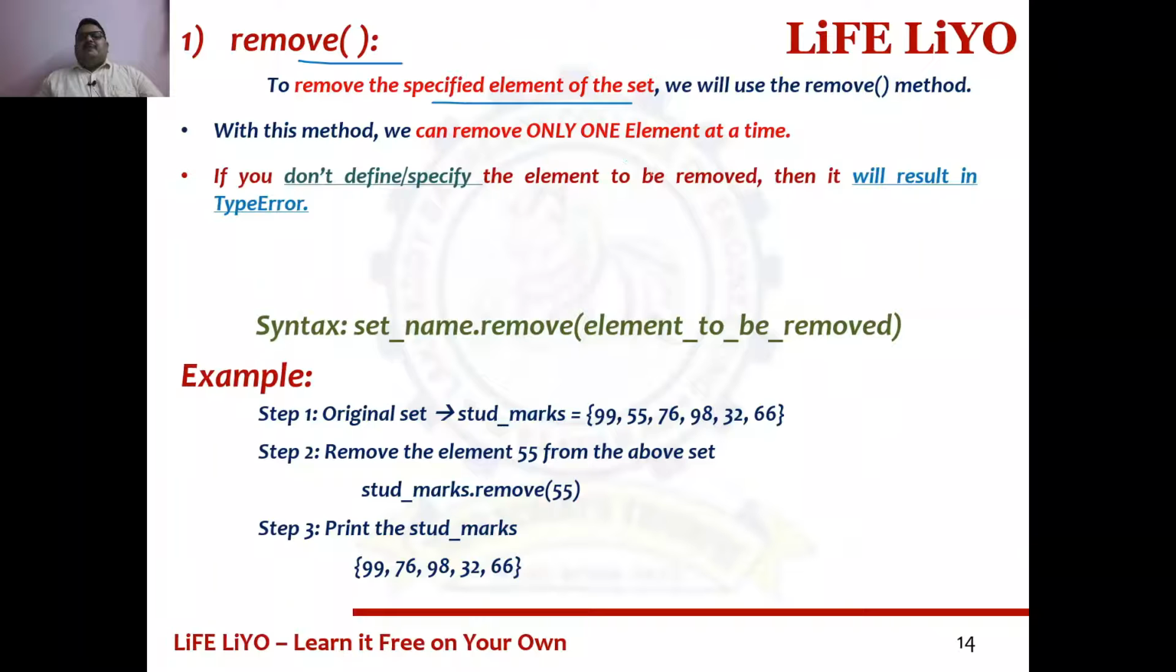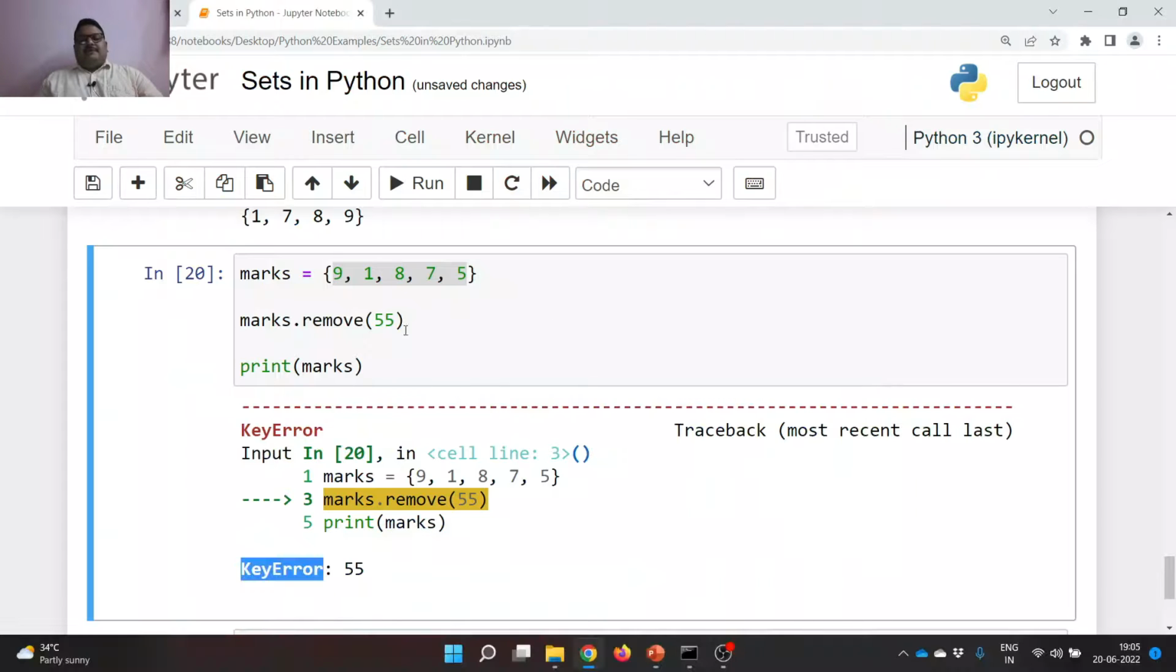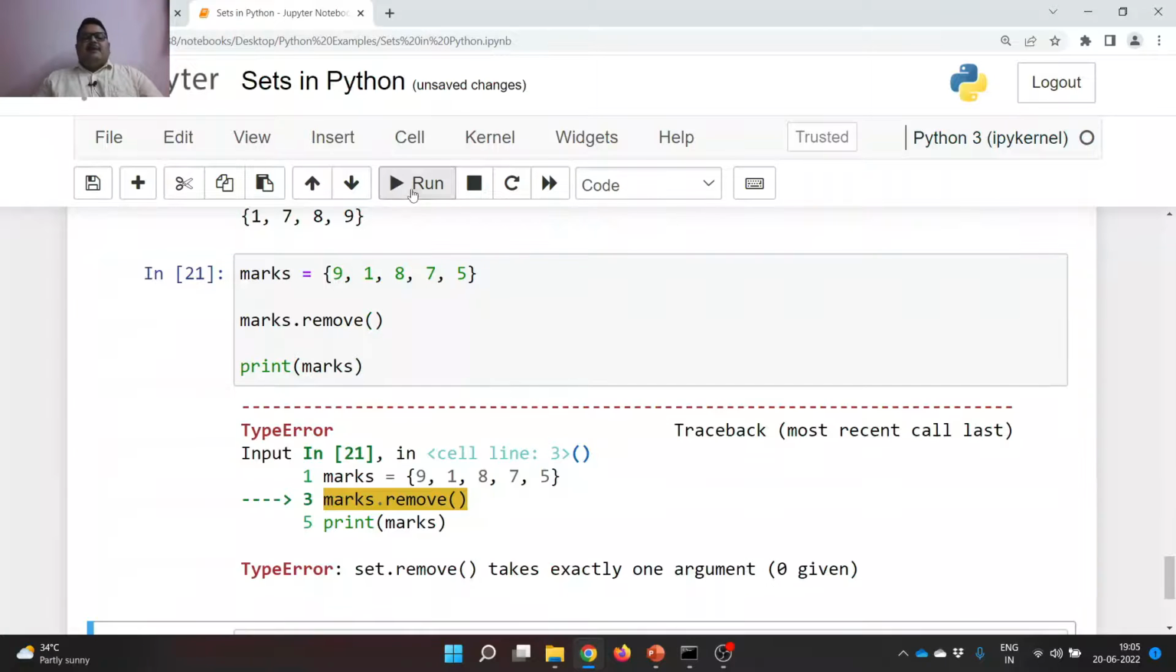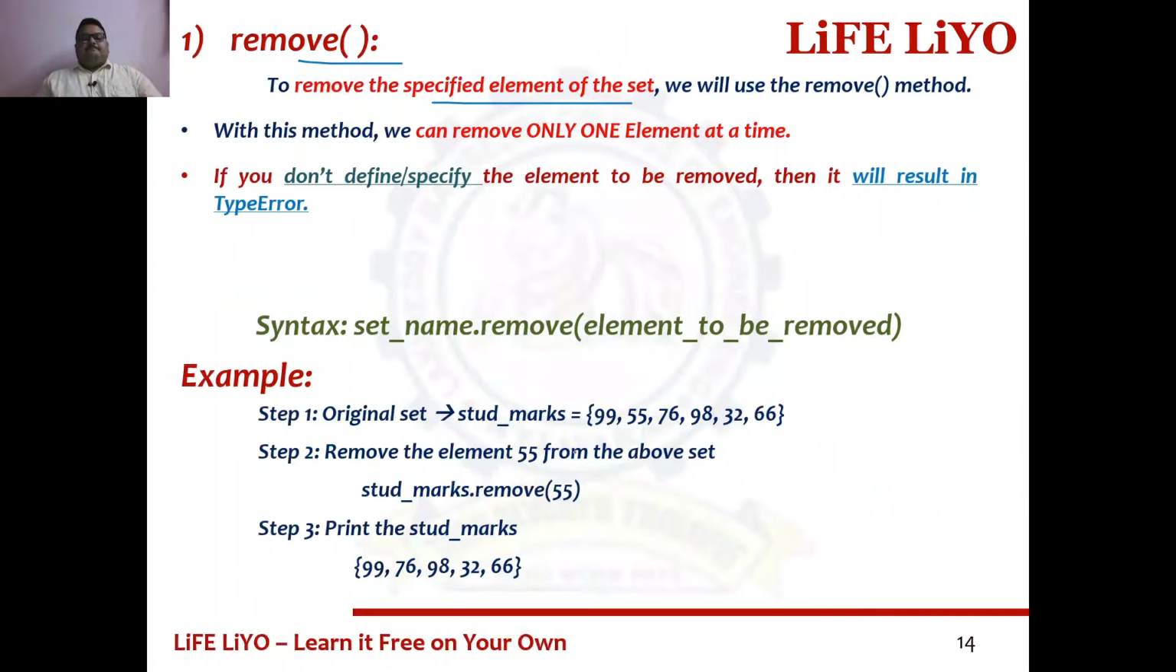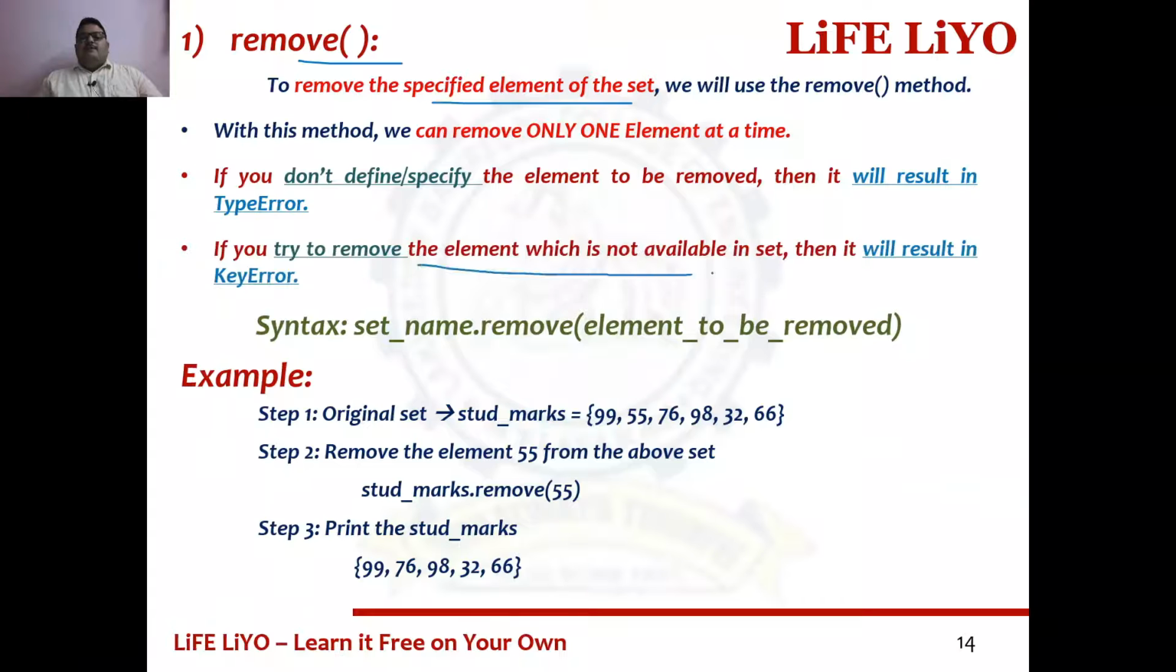If you don't define any element to be removed from the respective set, then what is it going to give? Type error, because the remove method takes exactly one argument. If you try to remove an element which is not available in the set, it gives the key error.